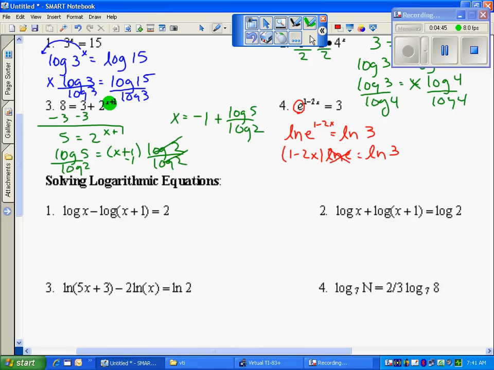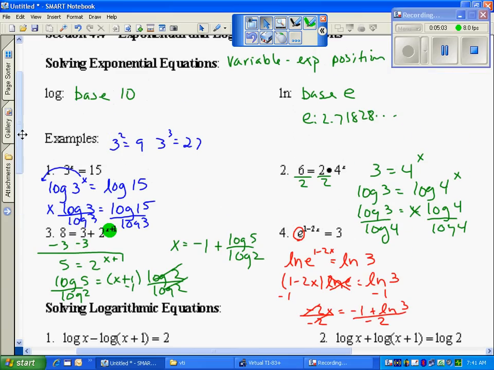So solving this for x, negative 2x equals negative 1 plus natural log of 3. Divide everything by negative 2. And again, now you've solved for x. So we solve exponents by using logarithms, and actually we solve logarithms by converting those to exponents. So this concludes lecture 1 for section 4.